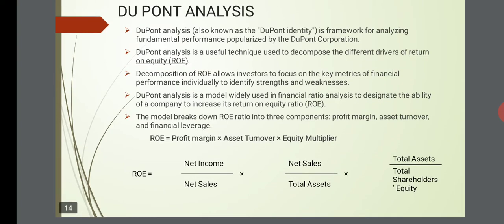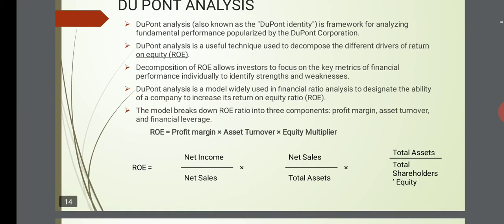DuPont Analysis, also known as DuPont Identity, is a framework for analyzing fundamental performance popularized by the DuPont Corporation. DuPont Analysis is a useful technique used to decompose the different drivers of return on equity. Decomposition of ROE, return on equity, allows investors to focus on the key metrics of financial performance individually to identify strengths and weaknesses. DuPont analysis is a model widely used in financial ratio analysis to designate the ability of a company to increase its return on equity ratio.